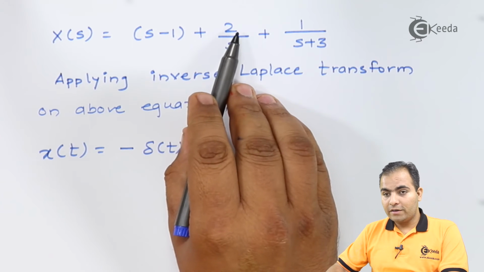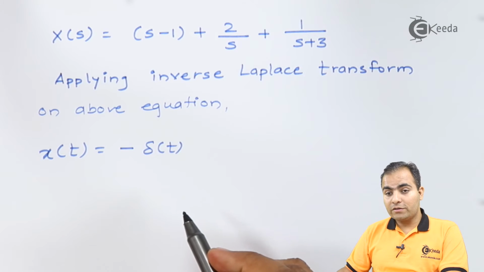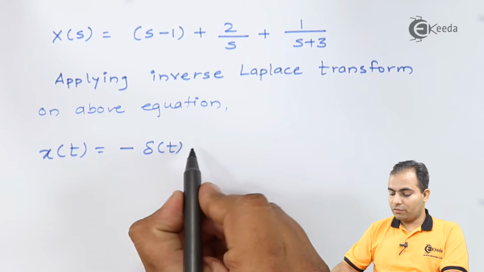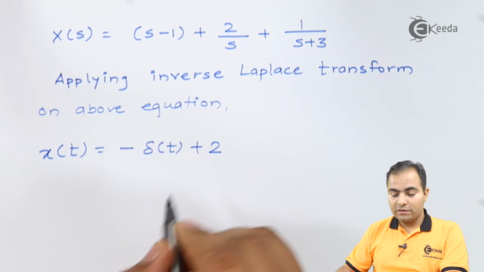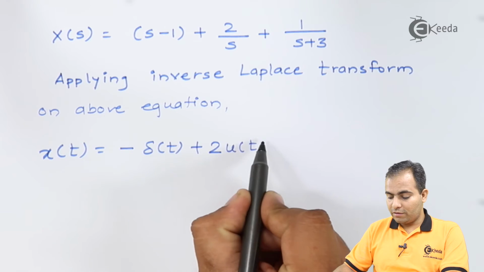Then after that we have 1 by s. The inverse Laplace of 1 by s is always the unit step. So 2 is the constant, and the inverse Laplace of 1 by s is the unit step.